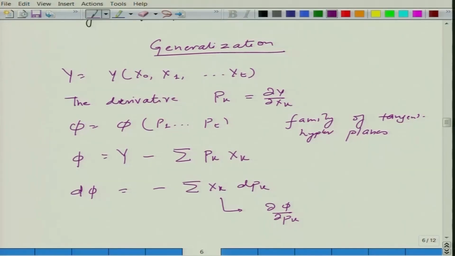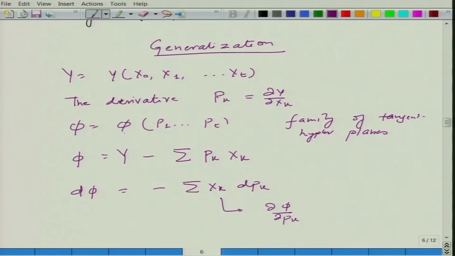What we have done is that we would like to generalize this expression. So, where the derivative of this function with respect to a specific x k, where the rest of the variables are constant, is pk, and now we are defining this Legendre transformation function phi, which is a function of all these slopes, and that is why we are calling this a family of tangent hyperplanes.